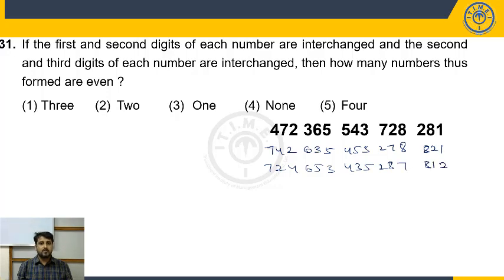How many numbers thus formed are even? So this one is an even number, this one is an even number. Even number means the last digit should be even, that's it. So 2, choice 2. It won't take more than 10 seconds to complete it.